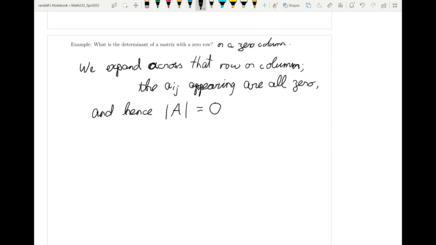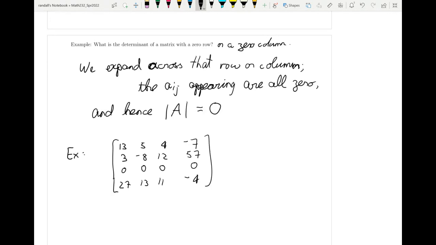Okay, so in particular, the 0 matrix has 0 determinant, but many other matrices have 0 determinant. I can write down a rather large matrix with lots of big numbers, like this 4x4 matrix. But if one of the rows happens to be 0, so here's a row of zeros, I can see right now, let's call this matrix B, that the matrix B has determinant 0.